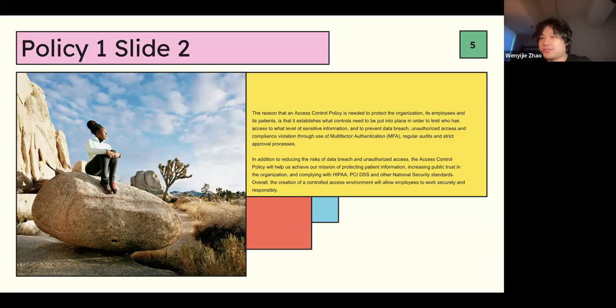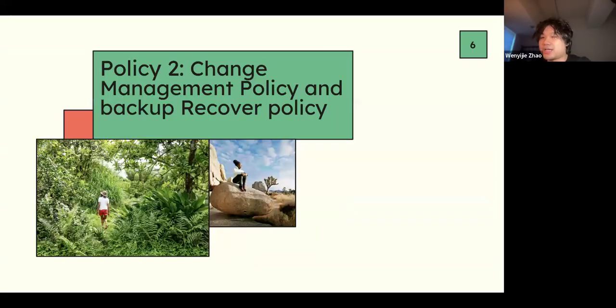Yes. And as Maher would have mentioned about backup and recovery, now is the time to move on to the change management policy and backup recovery policy, especially for ePHI.